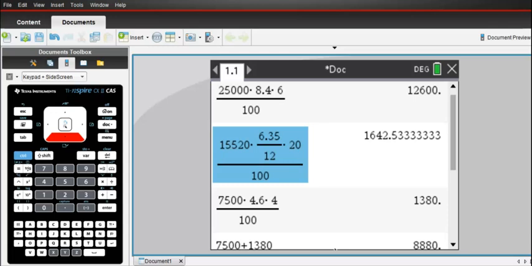When we calculate that, you can see it's a recurring decimal. We're talking interest amount in dollars and cents, so you need to round. That's why we did rounding before we did financial. 1642.53. So we round that off to dollars and cents, $1,642.53.